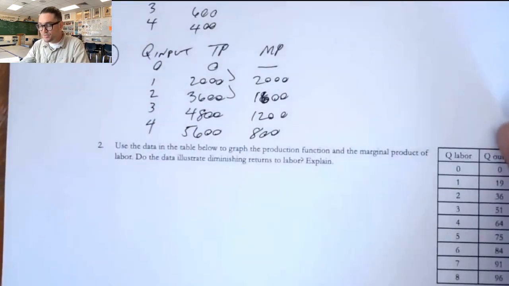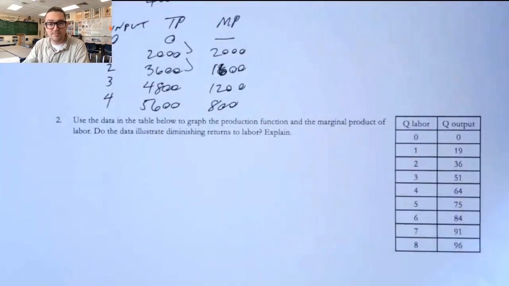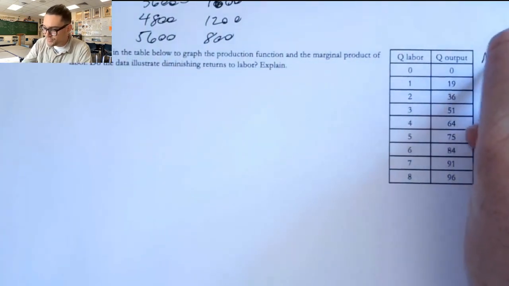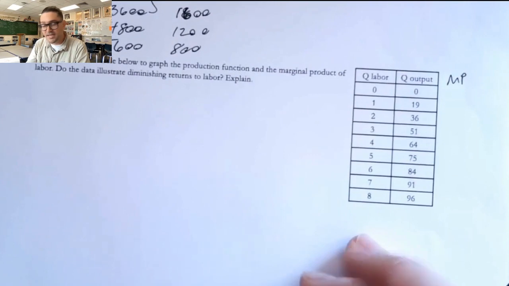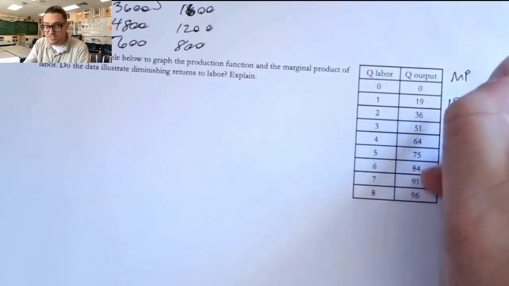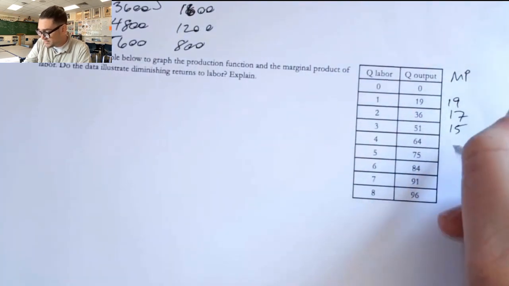All right, our second problem is use the data to graph a production function and the marginal product of labor. Do the data illustrate diminishing returns to labor? And so what we'll do first is just off to the side, I'm going to calculate their marginal products. 19 for that first one since it's going from 0 to 19. And then 17, and then 15.